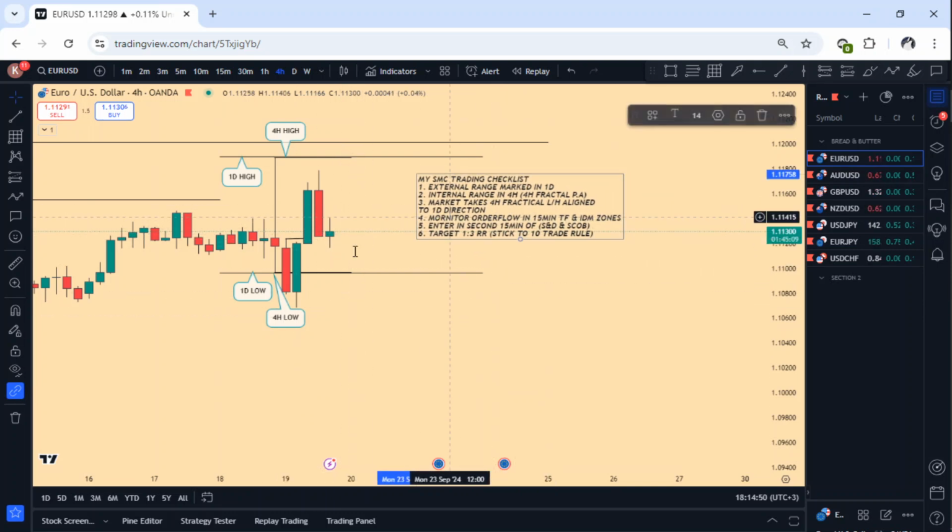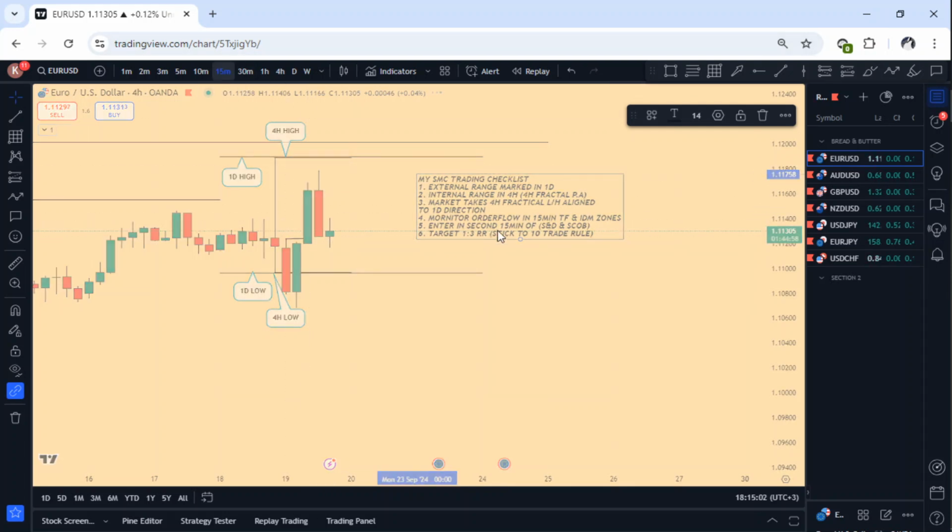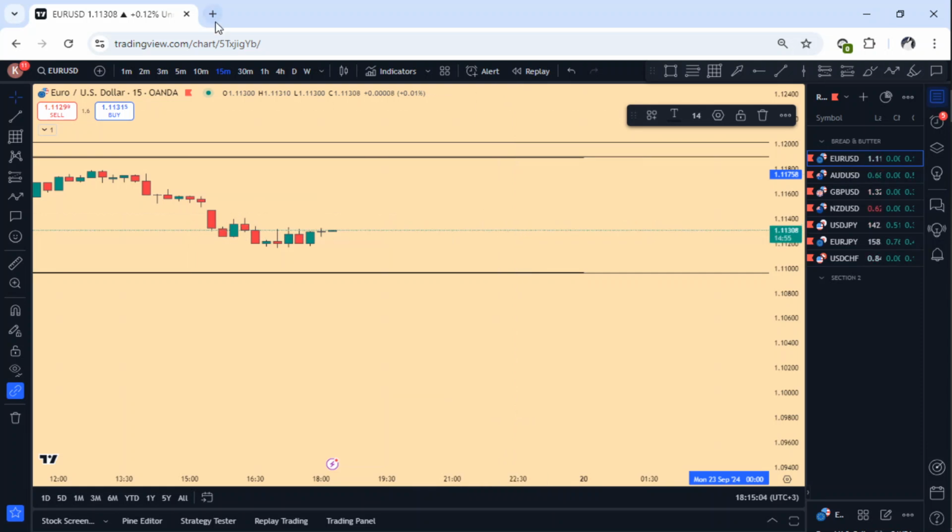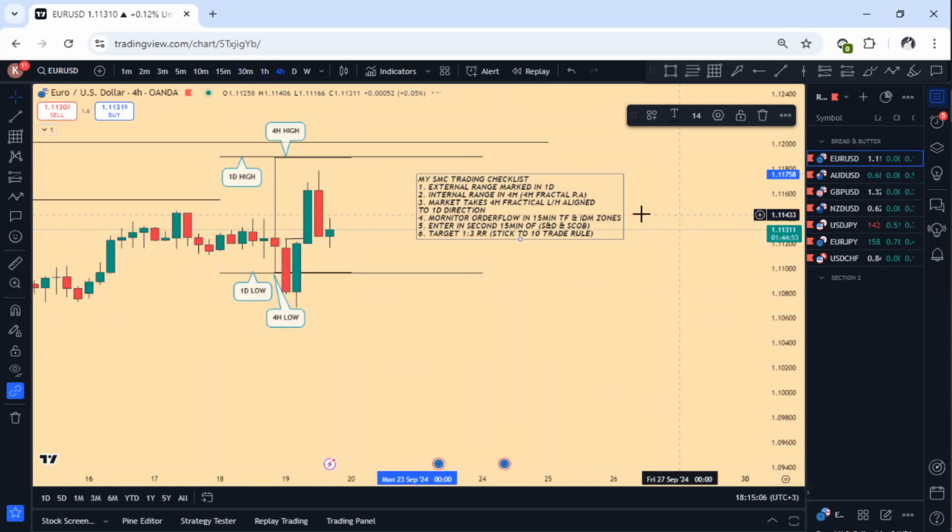So after this is the time that London started. I go to 15 minutes knowing that early buys have started taking place, so I can take my risk. I've already marked my internal range in 4 hours.